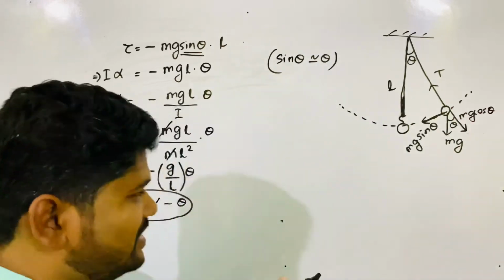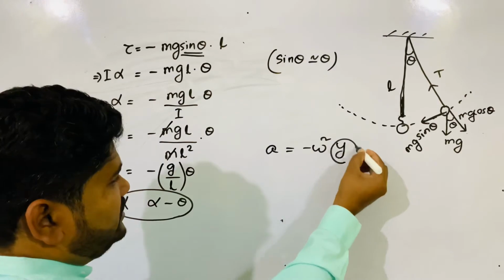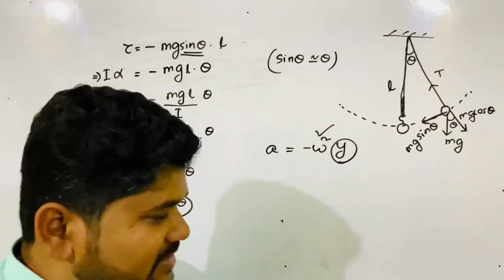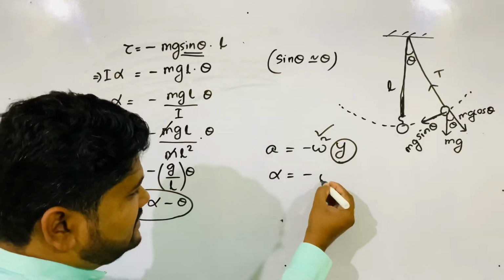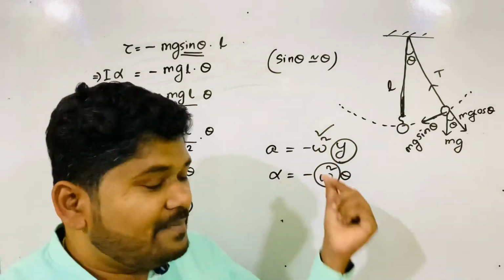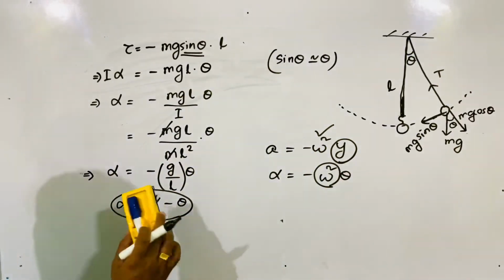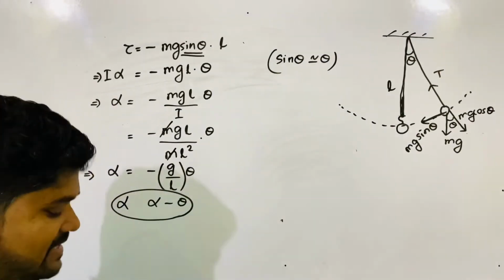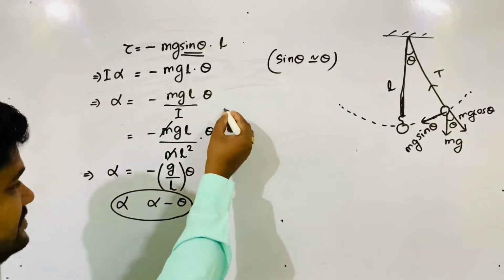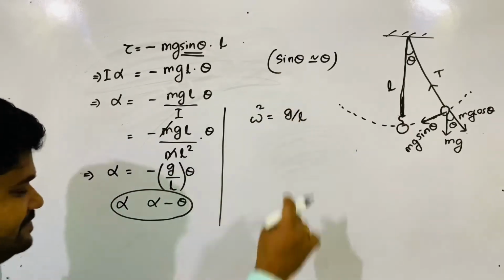But just recall in oscillation formula, what is with y? That is omega square. The same thing also happens with alpha. What is with theta? That must be omega square. From that we will find the time period. Remember, alpha is directly proportional to minus theta. So the pendulum executes SHM, where omega square is equal to g by L.